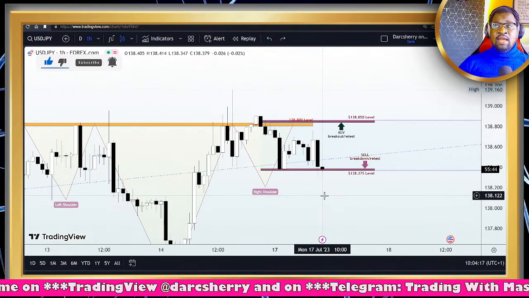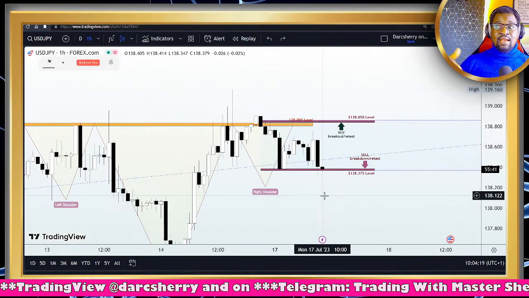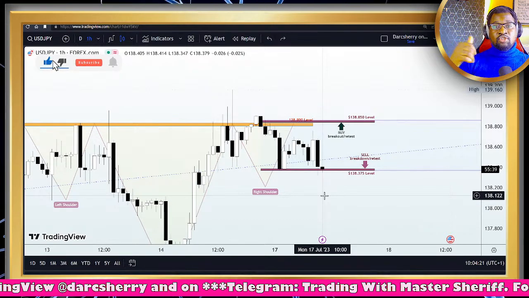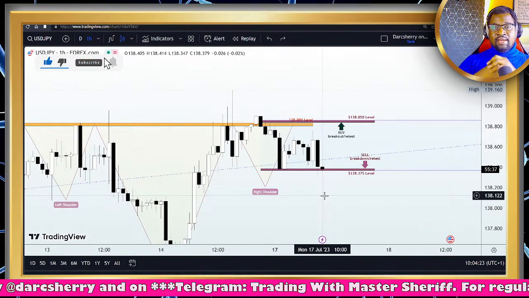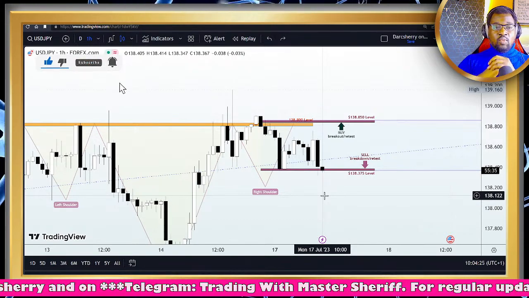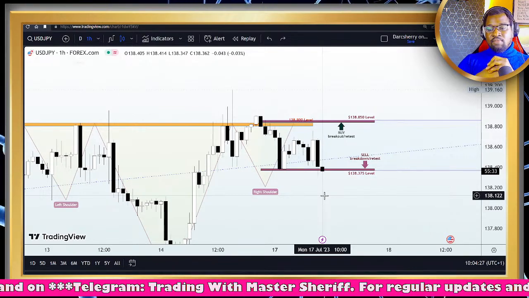So these are my views here on the USDJPY, but I'm still of the opinion that price action is likely going to be breaking out of that resistance line at the 138.800, which also serves as a neckline of the potential reversal pattern we identified in the USDJPY video.